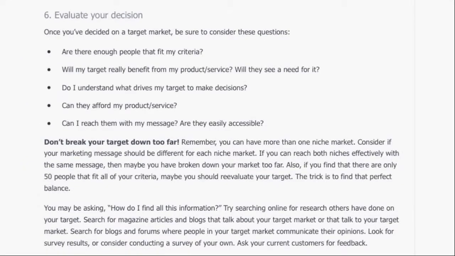And then finally, evaluate your decision. Once you've decided on a target market, be sure to consider these questions. Are there enough people that fit my criteria? Will my target really benefit from my product or service? Do I understand what drives my target to make decisions? Can they afford my product or service? And can I reach them with my message? And are they easily accessible? And then she goes into some other details in this article, so I recommend that you click on that link when you go into the strategy worksheet.